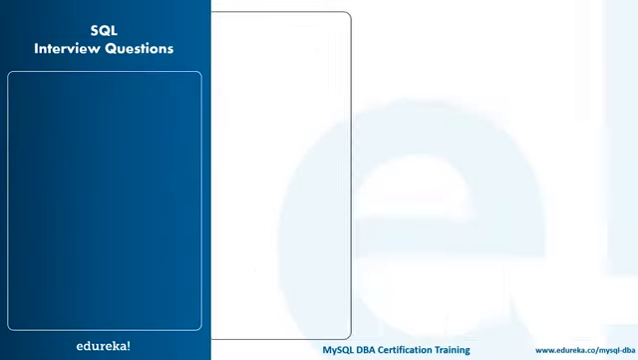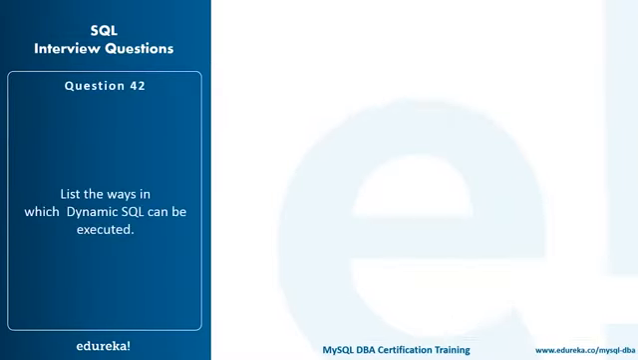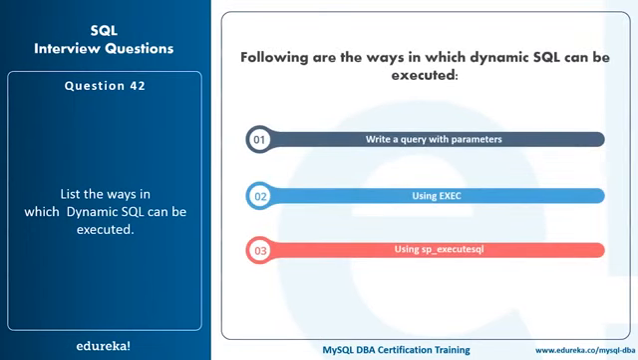Now let's move forward to our next question, that is, list the ways in which dynamic SQL can be executed. The ways in which dynamic SQL can be executed are by writing a query with parameters, using exec, and by using sp_executesql. So there are basically three ways in which dynamic SQL can be executed: writing a query with parameters, using exec, and using sp_executesql.